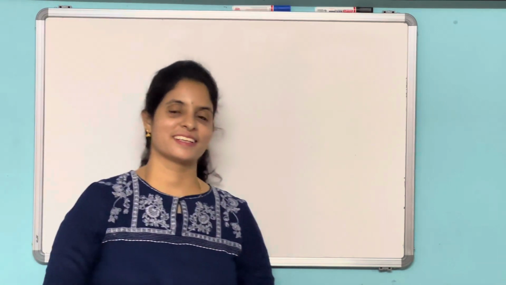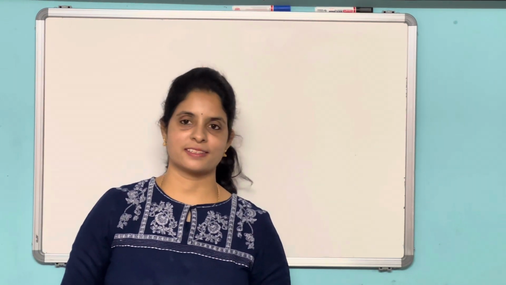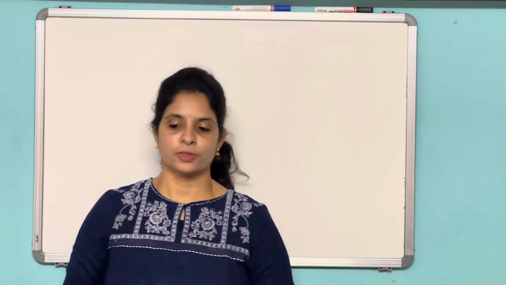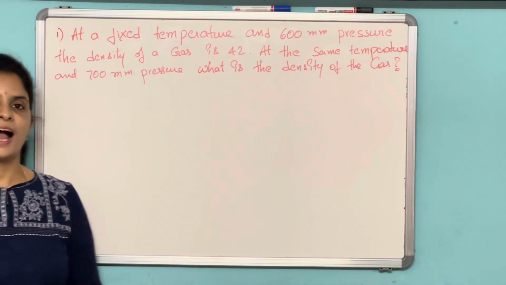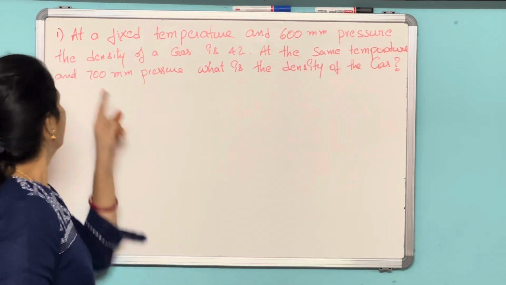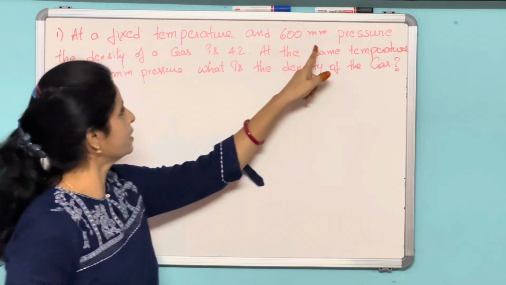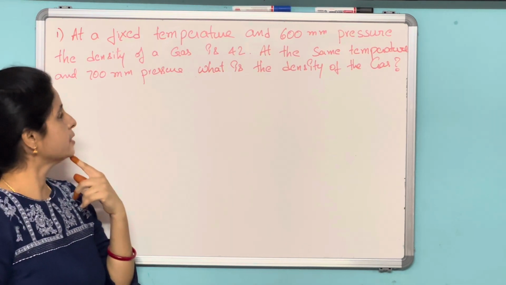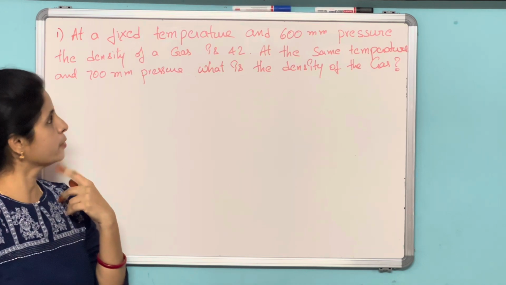Hi students, today I have come up with one more interesting topic from the gaseous state: how to solve the density related problems. So we'll start the topic by solving the problem itself. The problem is, at a fixed temperature and 600 mm pressure, the density of a gas is 42. At the same temperature and 700 mm pressure, what is the density of the gas?